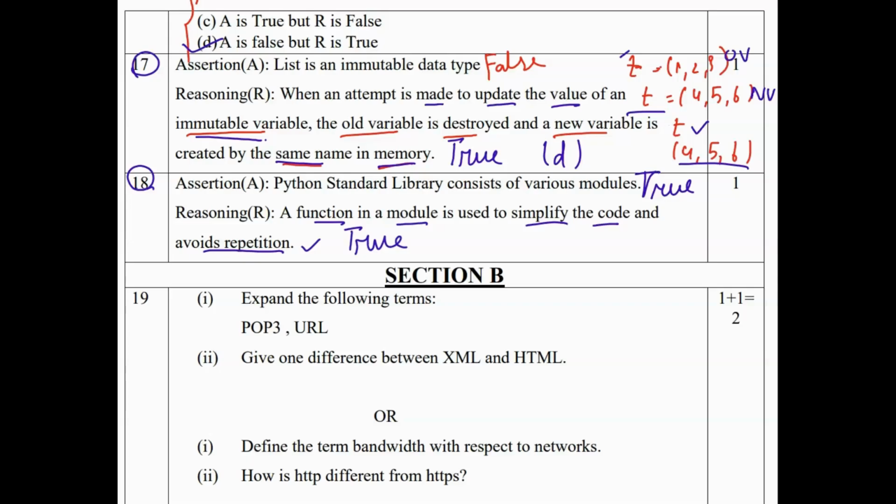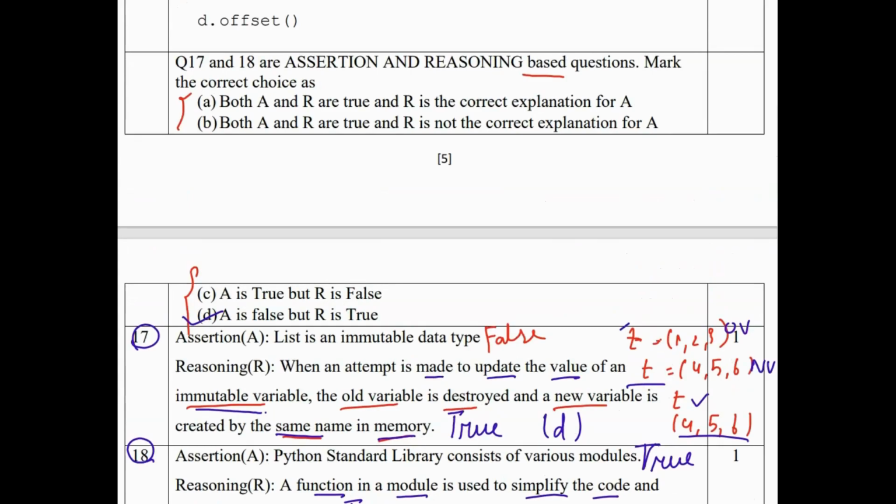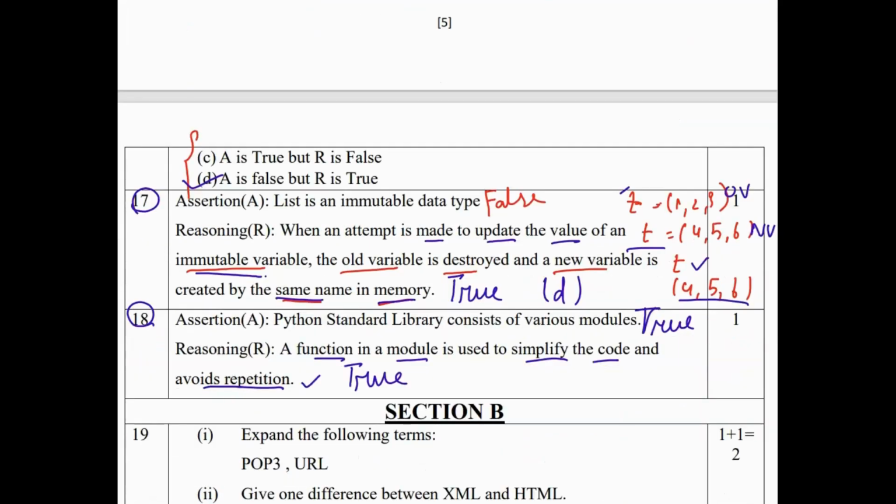So what option should you pick? Among these four options, you can pick: both A and R are true and R is not the correct explanation for A. So you should pick option B for question number 18. Option B: both A and R are true, but the reasoning R is not the correct explanation for the assertion A.